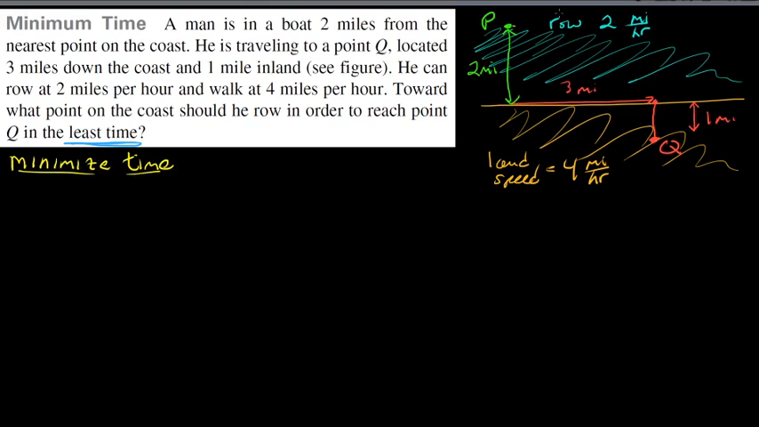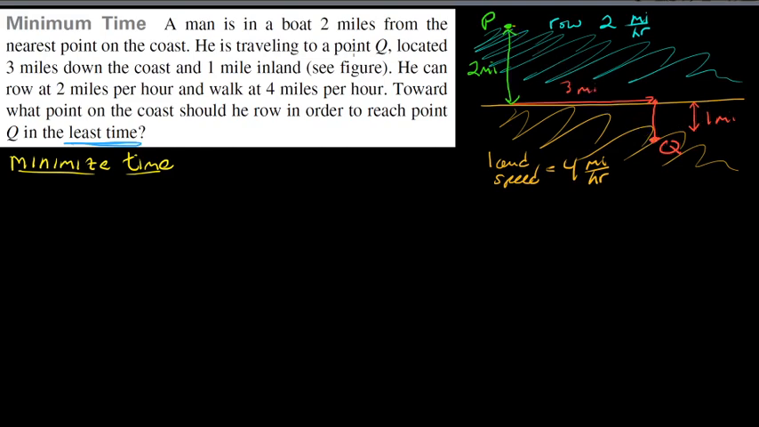So, as a first guess, you might say, well, look, the shortest distance between the 2 points is just a straight line. So maybe I should row to this point on the shore. And you can tell that's 2 miles from this point and 1 mile from this point. So that's a reasonable guess. It's a reasonable guess, right? That might be the quickest way to get there. But we don't know that for sure.